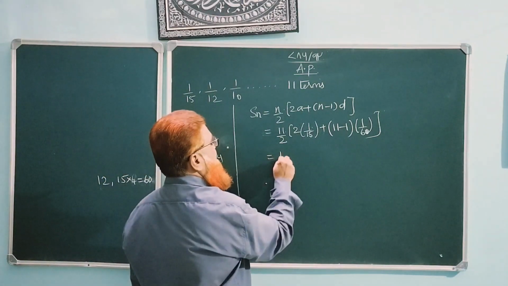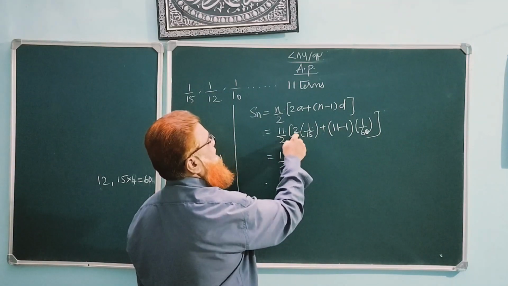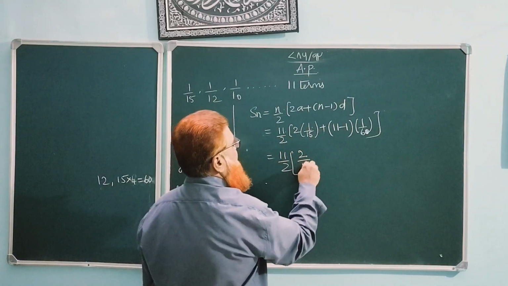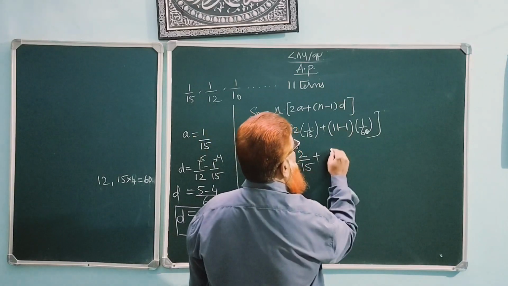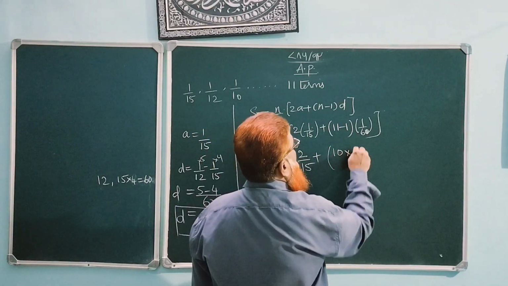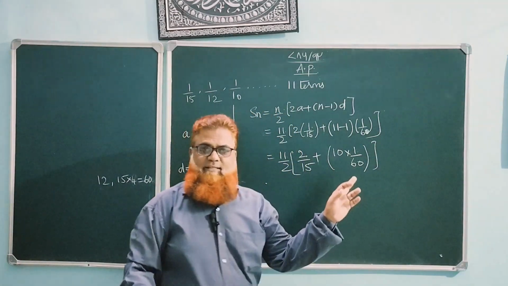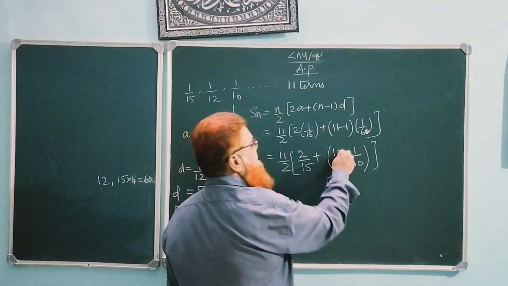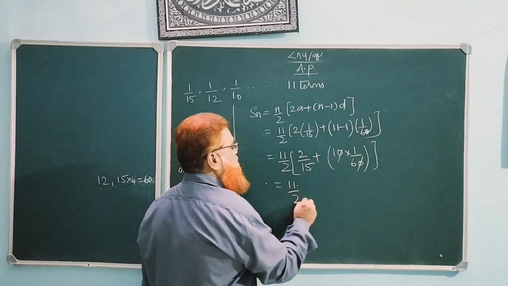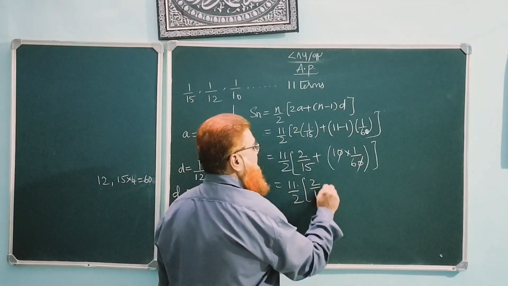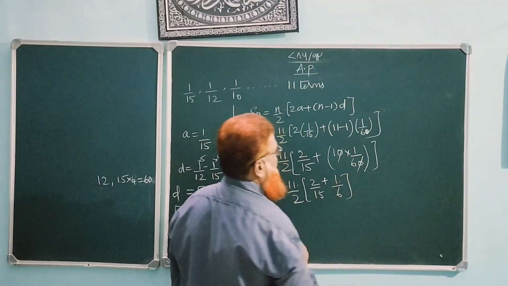Okay, 11 by 2. There is no common factor between the upper and lower number. You multiply 2 by 15, 2 ones are 2, so 2 by 15. Plus, 11 minus 1 is 10, into 1 by 60. There is scope for division: 10 ones are 10, 10 sixes are 60. Therefore 11 by 2, into 2 by 15 plus 1 by 6.